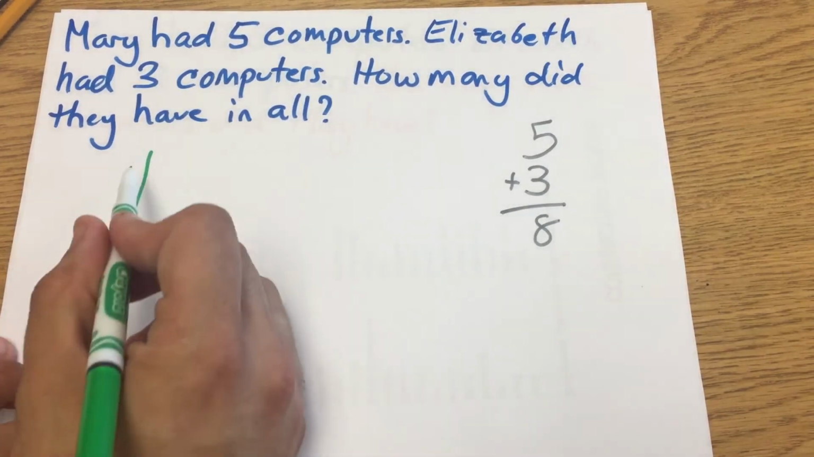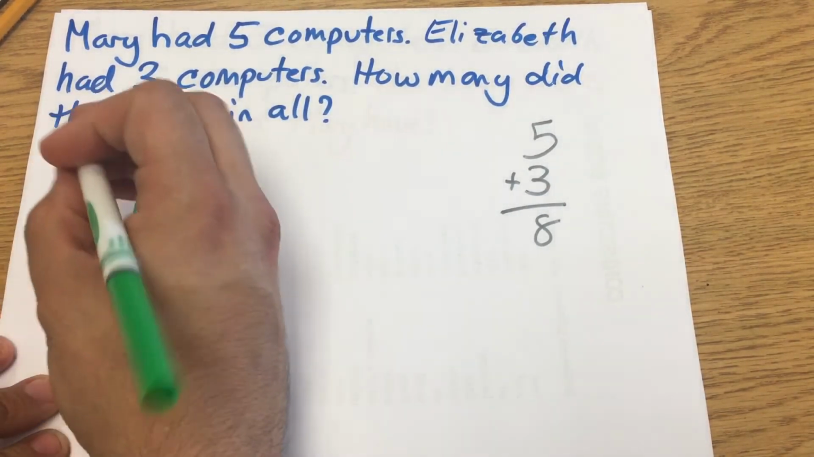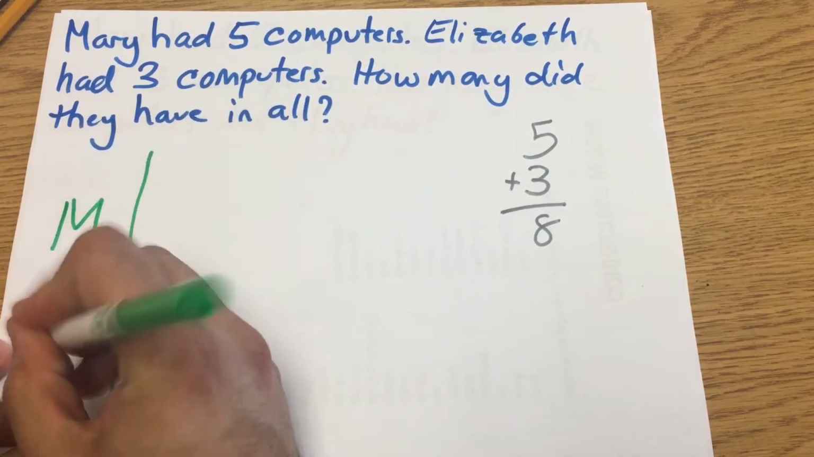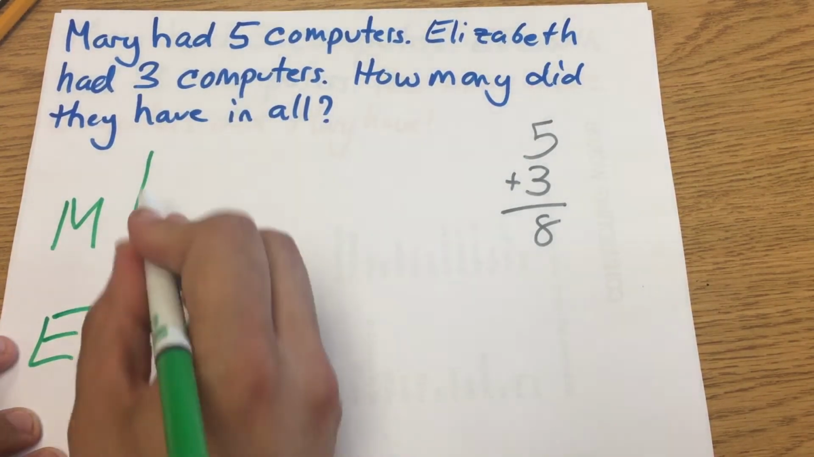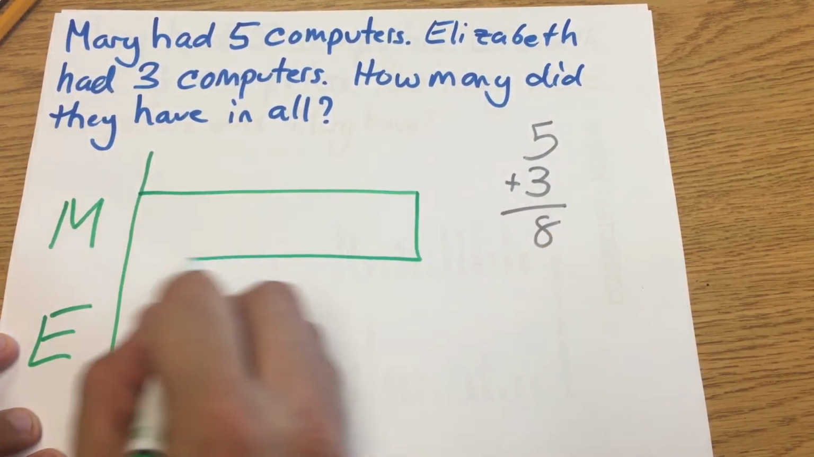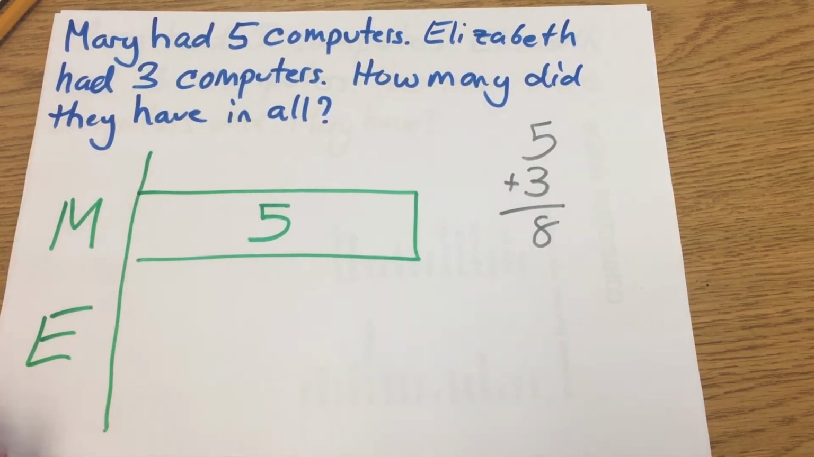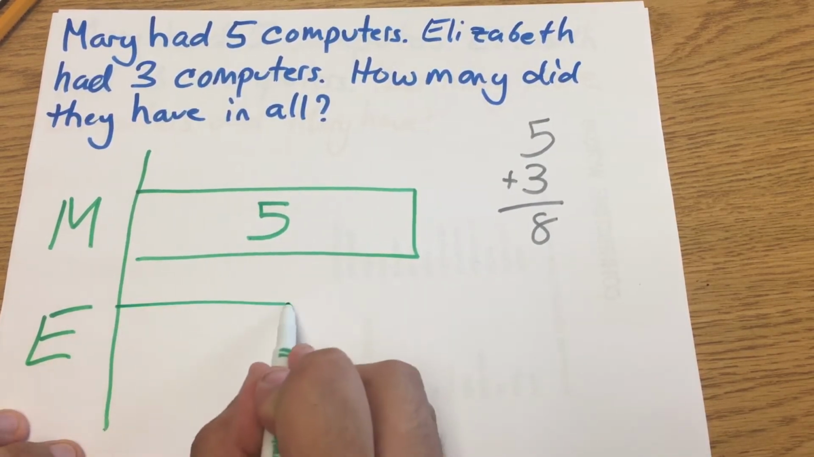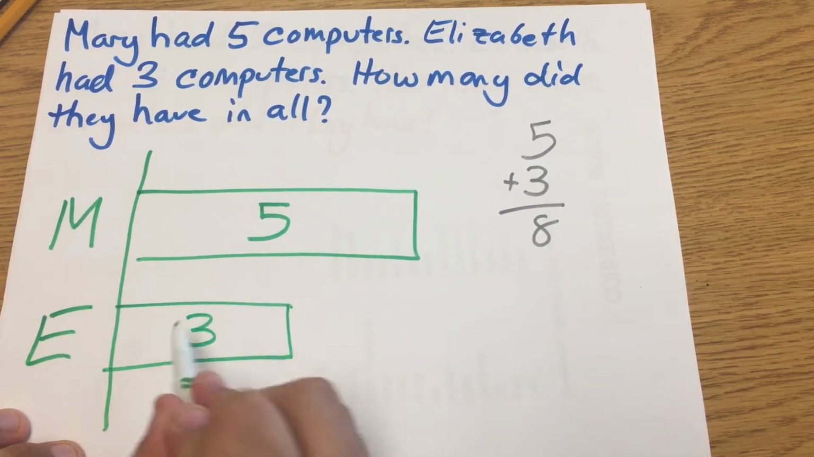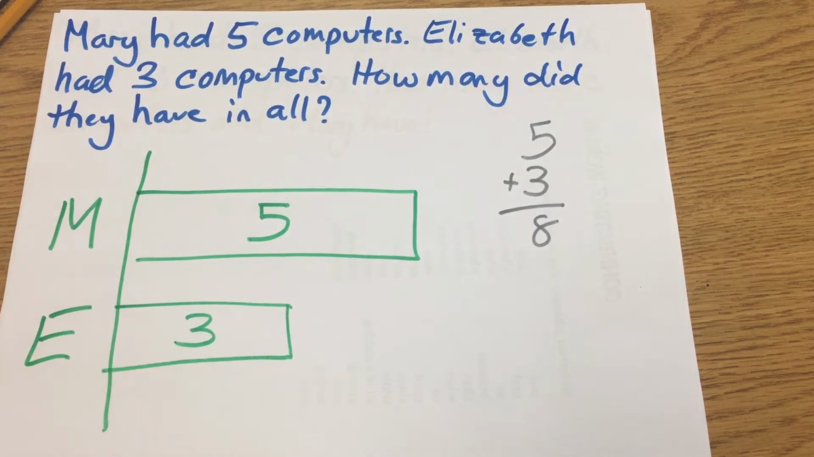But I think once you see this, you're going to find out that it's a really helpful tool for a lot of students. So we've got this vertical line, and I know that I've got Mary and Elizabeth, and each of them have some computers. Mary has 5 computers, so I'm going to draw a bar. That's why we call it a bar model. Mary with her 5 computers, and Elizabeth with her 3 computers. So I'm going to draw that bar a bit smaller. It's not important to get it exactly spaced correctly. I don't have to measure it or anything, but it's my way of seeing that I've got Mary with her 5 computers and Elizabeth with a few fewer, the bar is smaller, 3 computers.